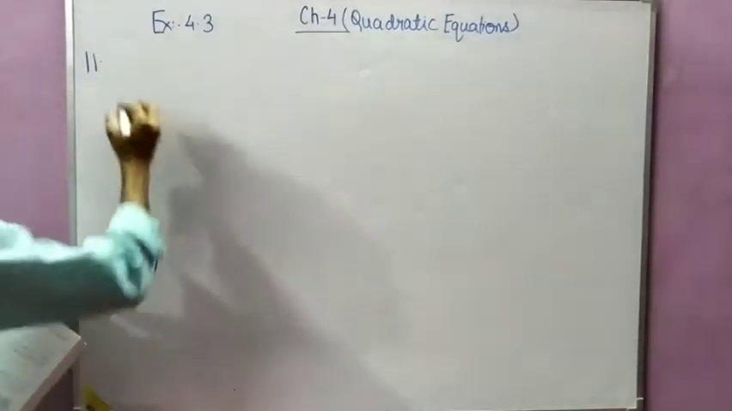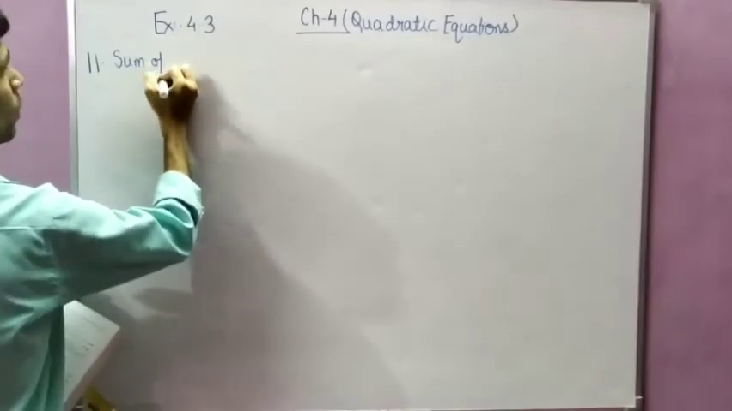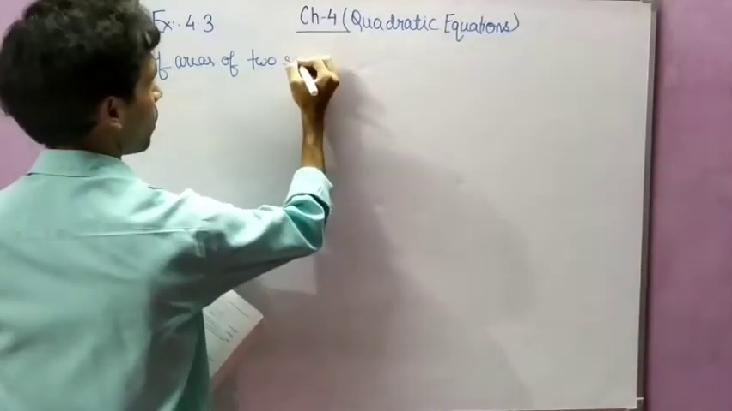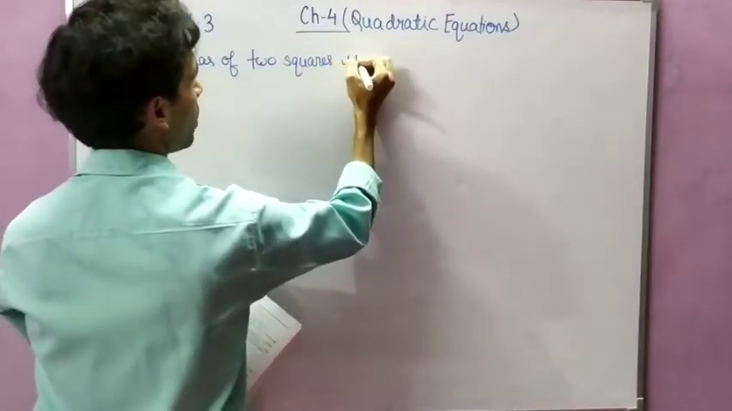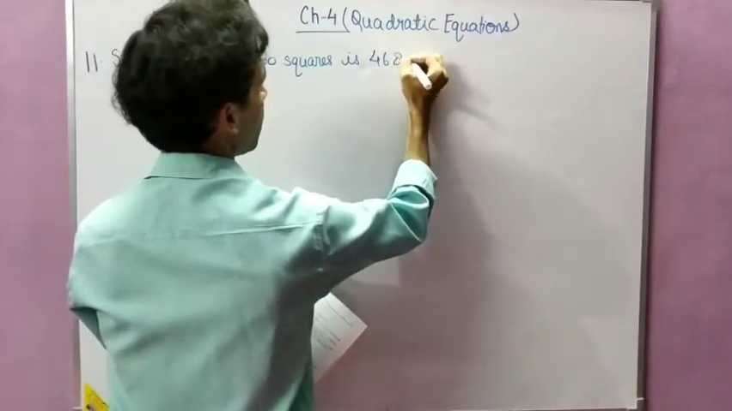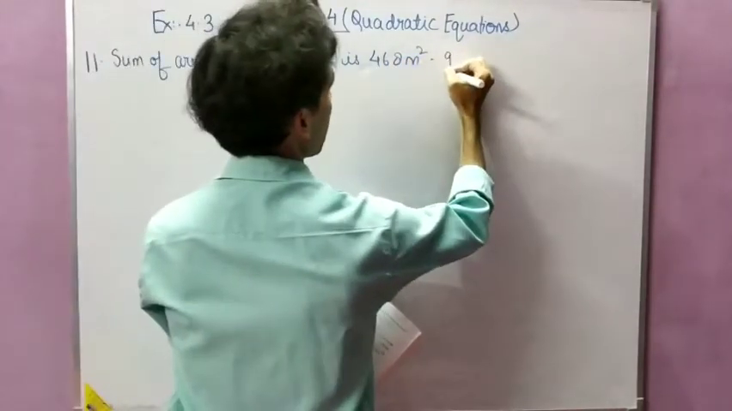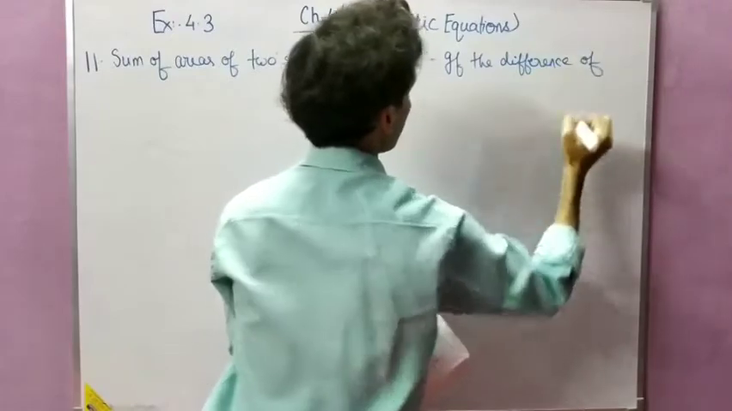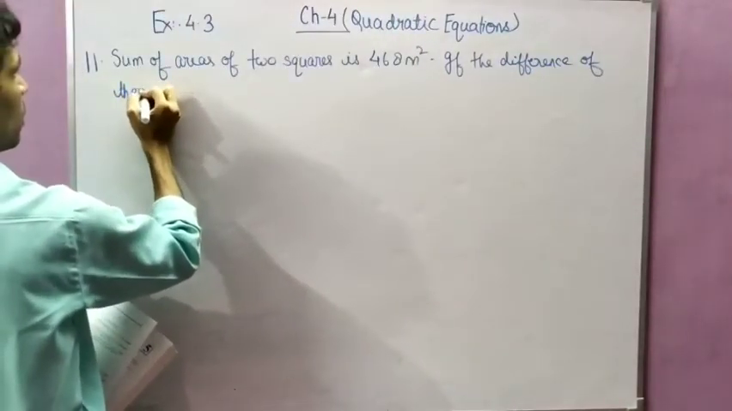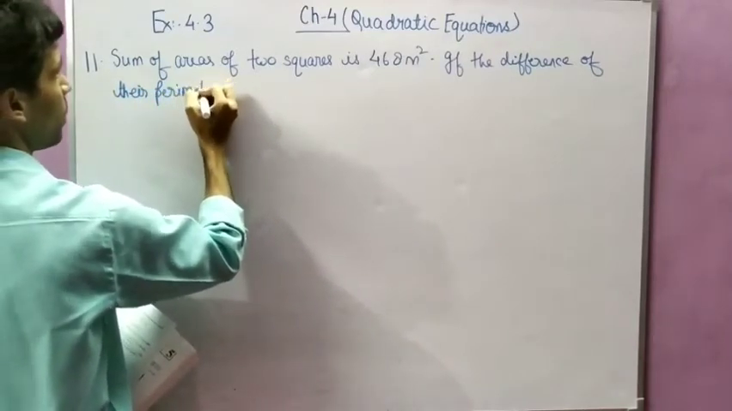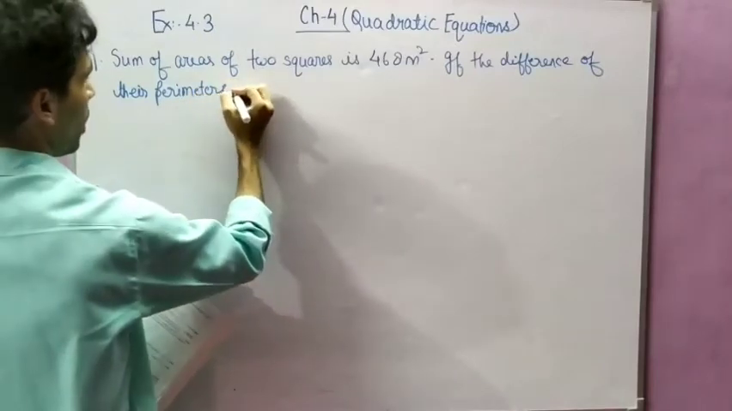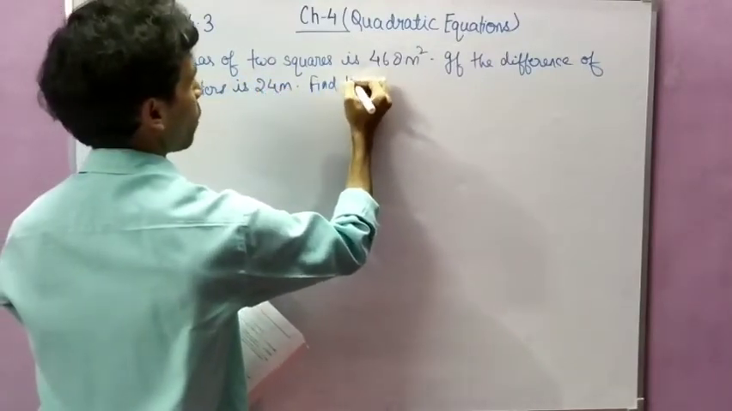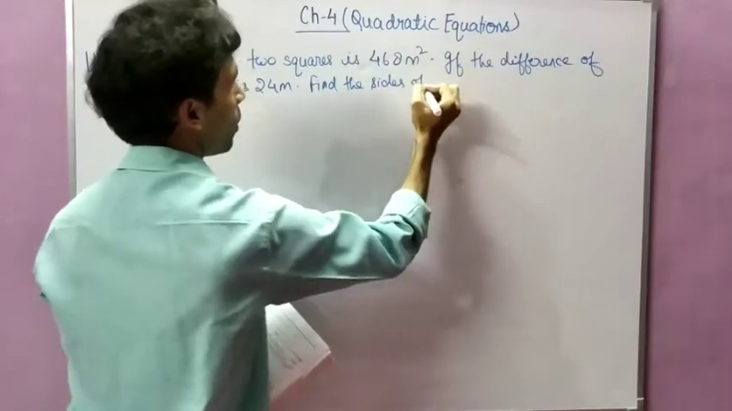In the question it is given that the sum of areas of two squares is 468 meter square, if the difference of their perimeters is 24, find the sides of the two squares.